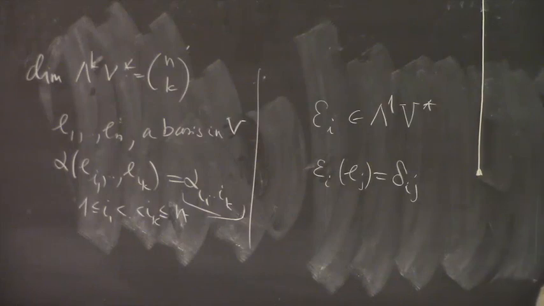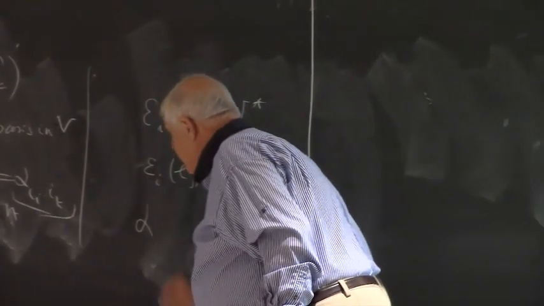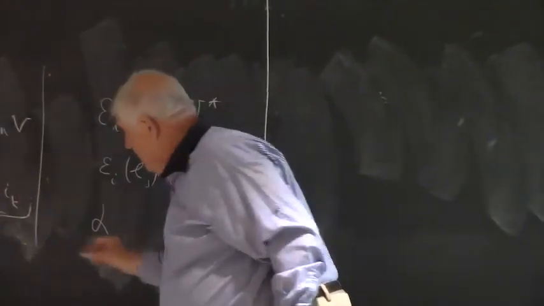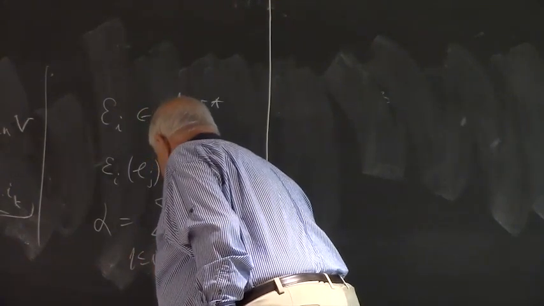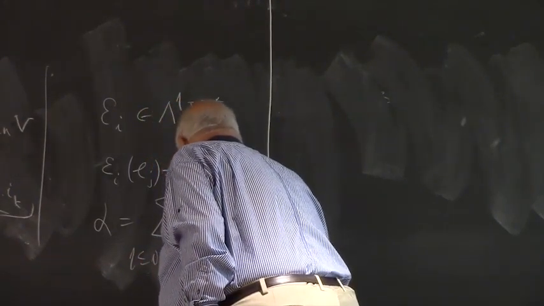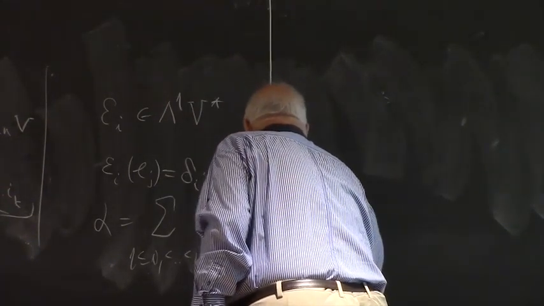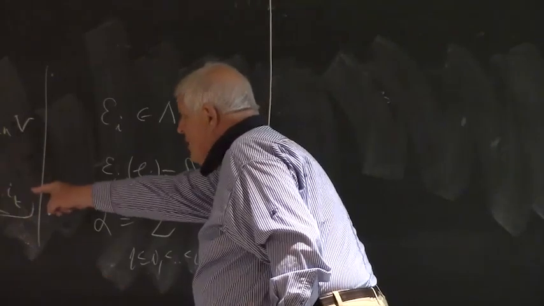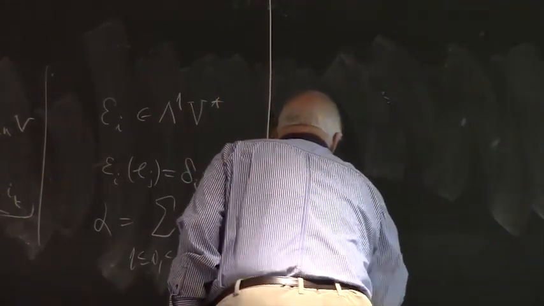And now I want to say the following. This definition, this notion will be important to me, but still I erase this. I want to say that an arbitrary form alpha, as here, is equal to the sum over all sequences i1, ..., ik of alpha_{i1...ik} times epsilon^{i1} wedge ... wedge epsilon^{ik}.